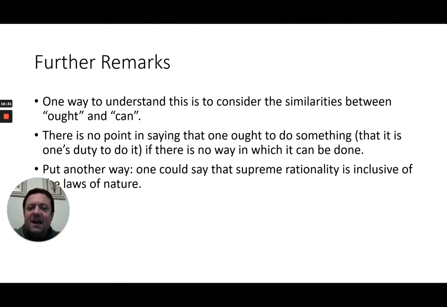So one way to understand the categorical imperative is to think about the distinction between ought and can. There's no point in saying that you ought to do something, if it's one's duty to do it, if there is no way that it can be done. Because that would just be unfair. I can't say to you, you ought to do something if there's no possible way in which you could do it. So that's just something else to consider in relation to the categorical imperative. If you ought to do something, then it implies can. If you can't do it, then there's no sense in saying that you ought to do it.